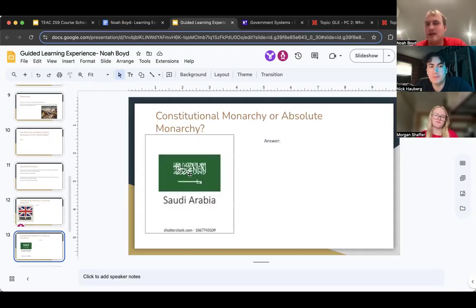The next is Saudi Arabia. If you guys can probably guess, yeah, it's an absolute monarchy. So most absolute monarchies are going to be found in the Middle East, where they're going to be ruled by a king or prince, and they're going to be born into power, and they're going to have absolute power and authority over their people. There's going to be no democratically elected leaders or anything of that sort.